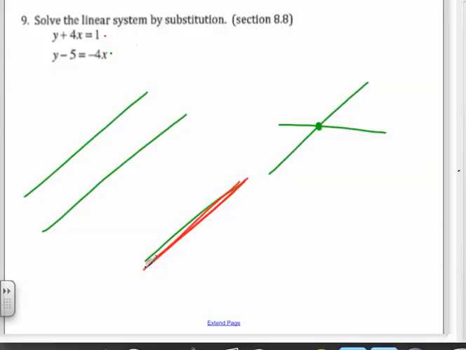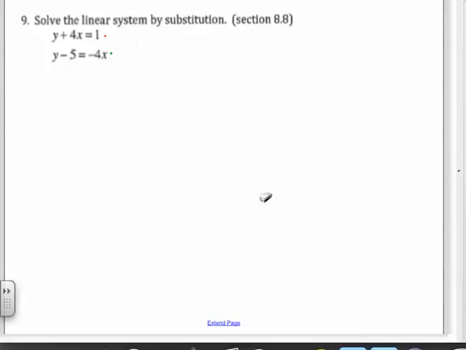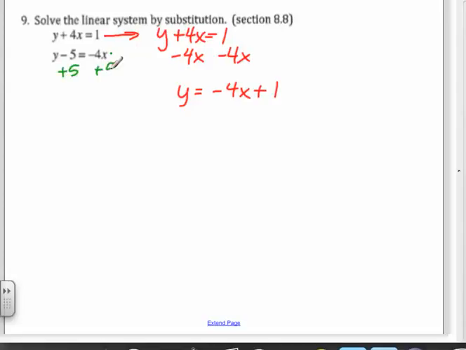Now, for us to find out how many solutions there are and what the solution is, we take each equation and we put it in function form. So this one, I'm going to say y plus 4x is equal to 1. I'm going to subtract 4x from both sides, and I'm going to get y is equal to negative 4x plus 1. Okay? For the other equation, I'm going to put it in function form. I'm going to add 5 to both sides, and I'm going to get y is equal to negative 4x plus 5.